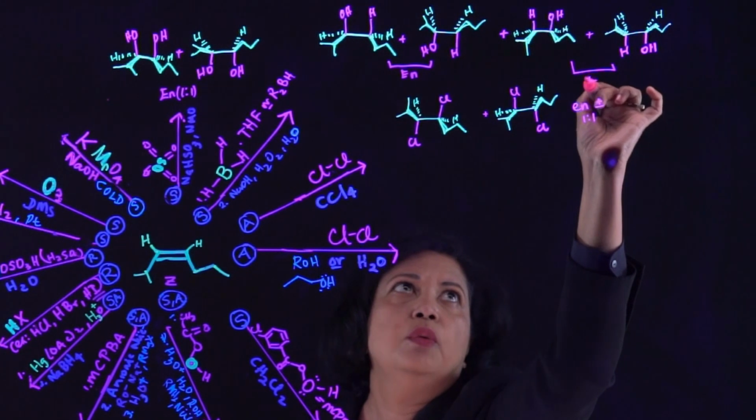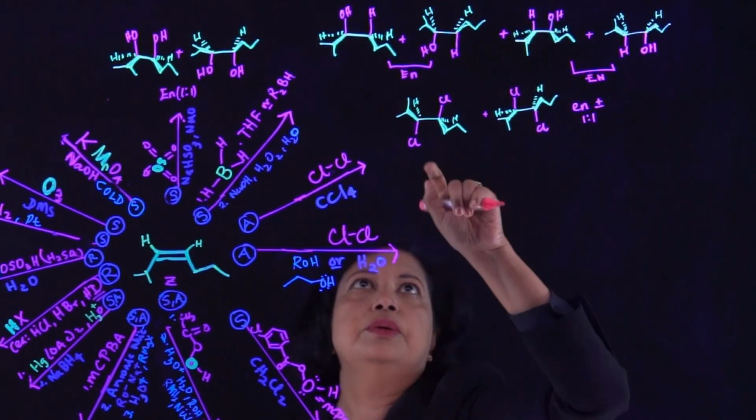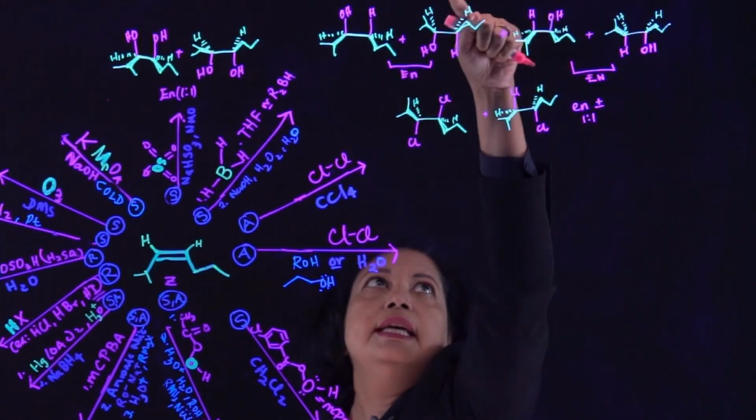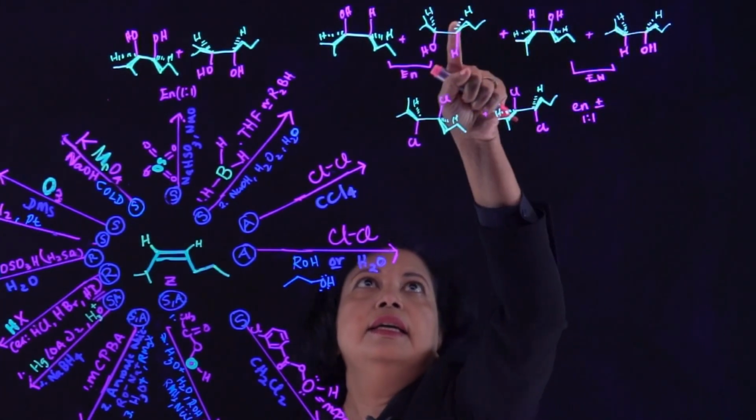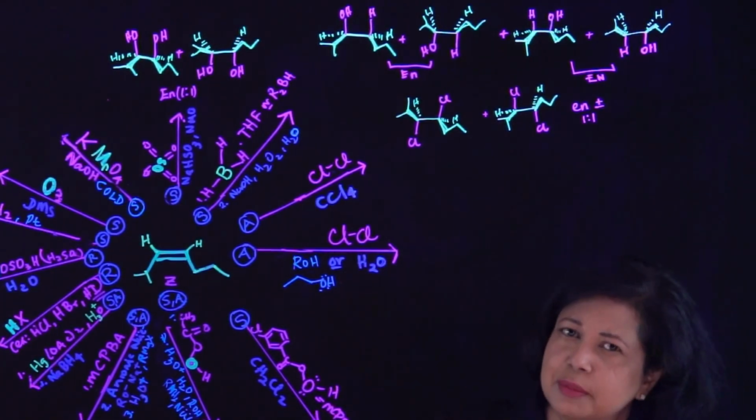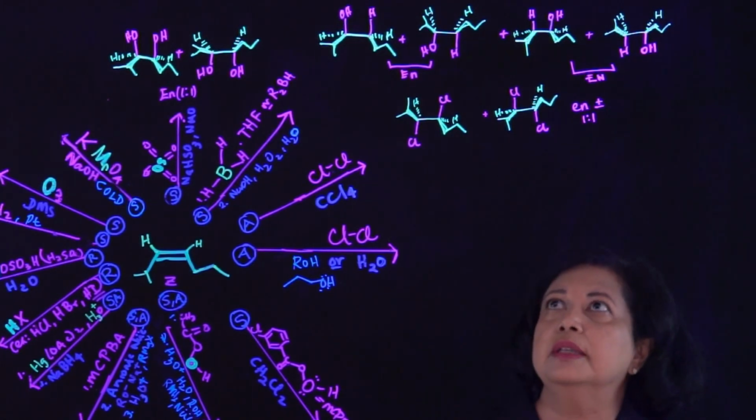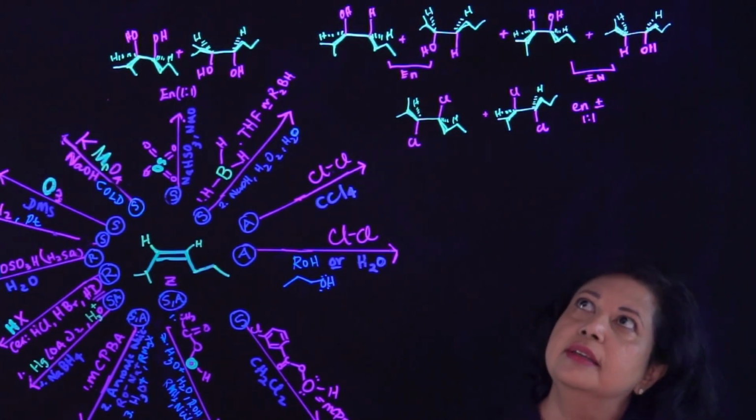Great, but what about these two? Or these two? So basically, what's this and this and this and this? What do you think? Are they diastereomers? Well, there's no chance that they can be meso because you don't have a plane of symmetry. What do you think?